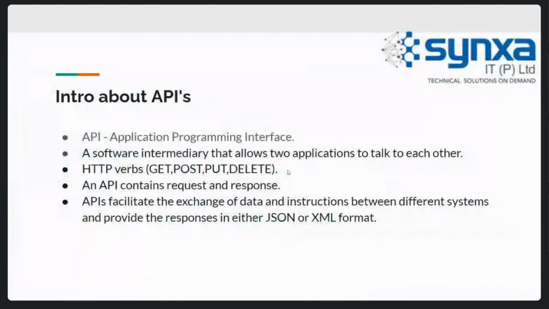And we have some HTTP verbs in APIs. We have get request, post request, put request, and delete request. Some of you might know these requests also. By using get request, we can get the details from the server. By using post request, we can send the details from the client side to the server side.